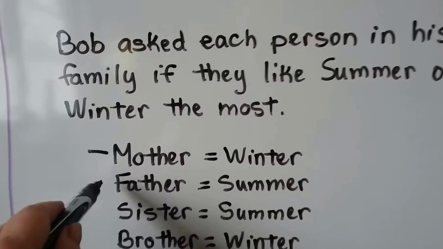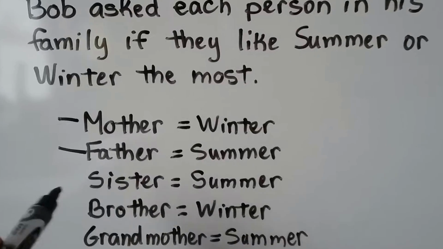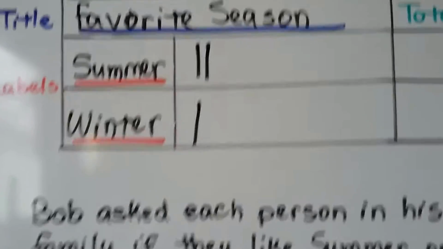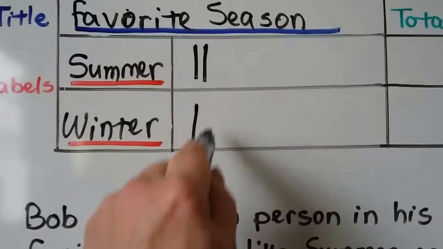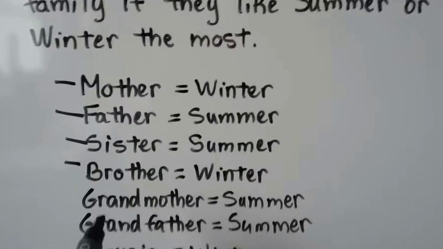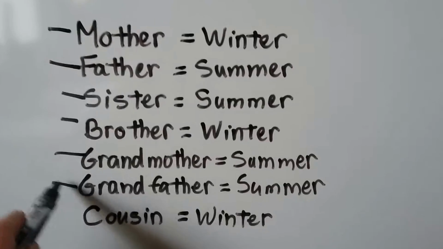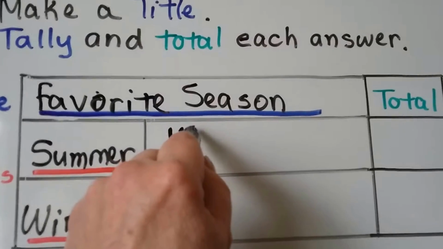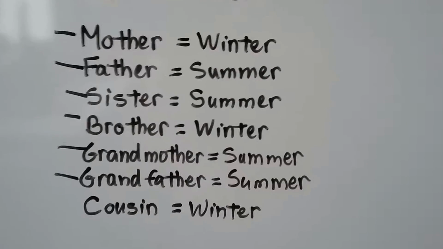Father likes summer. So let's do this so we know we're answering father. He likes summer, so that gets 1 vote. His sister likes summer. So we get another one for summer. The brother likes winter. It's another one for winter. The grandmother and grandfather both like summer. So we can put 2 lines for summer because the grandmother and grandfather both like it. Here's grandmother, here's grandfather. And then his cousin likes winter.